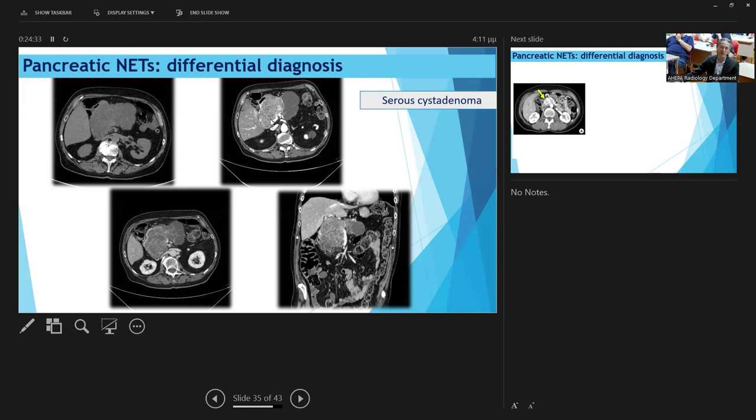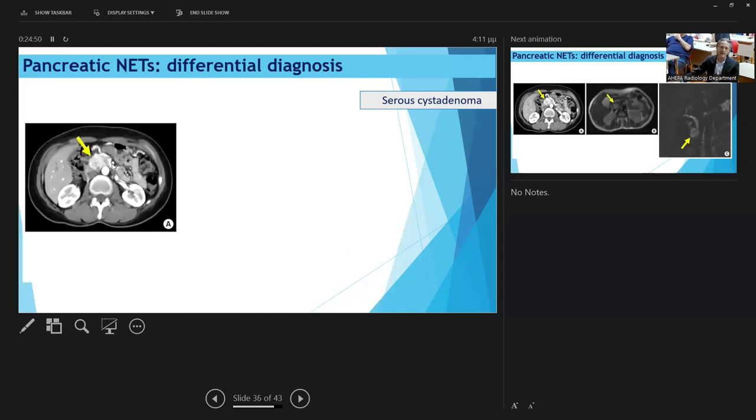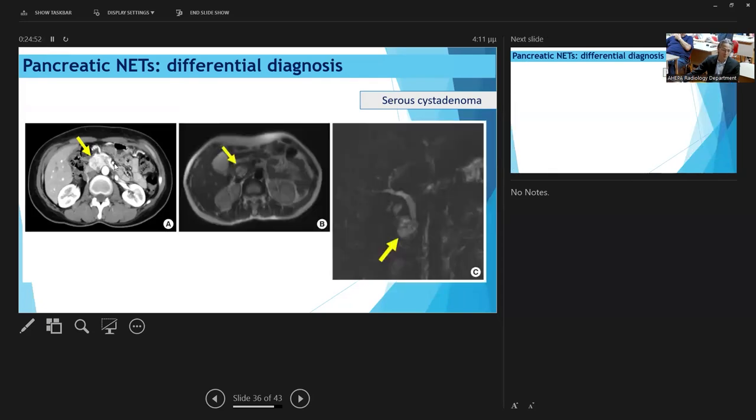Usually the serous cystadenoma has washing in arterial phase and washout in portal venous phase, while the neuroendocrine tumor is hypervascularized in arterial phase, in portal venous phase, and mostly also in the late phase. And this is a typical example of how we can make the correct diagnosis. This is a hyperenhancement of this solid mass. But if we evaluate the same patient on MR, we can recognize the fluid content of this rounded lesion. So this is not a neuroendocrine tumor, but this is a serous cystadenoma.